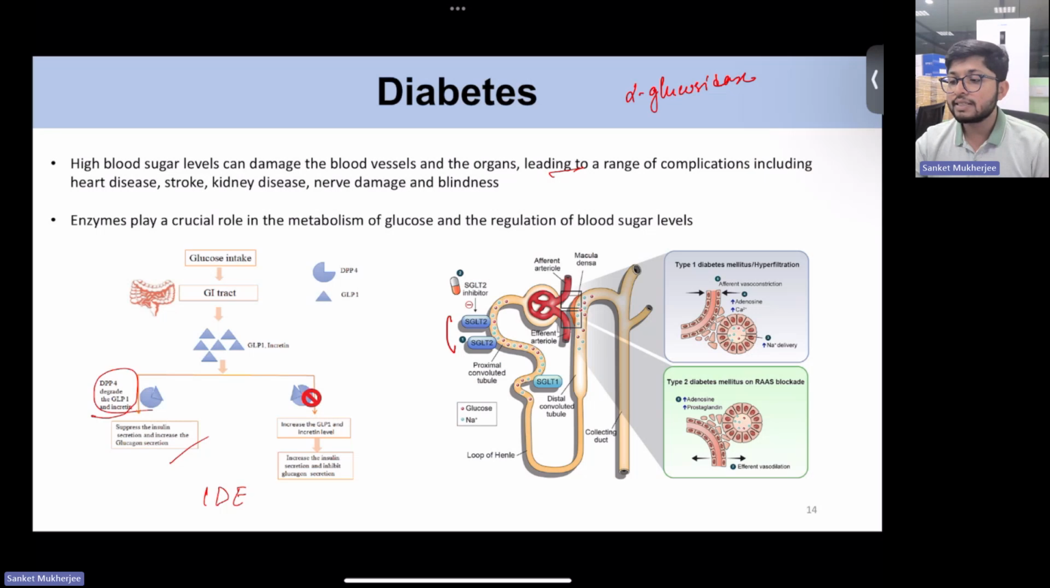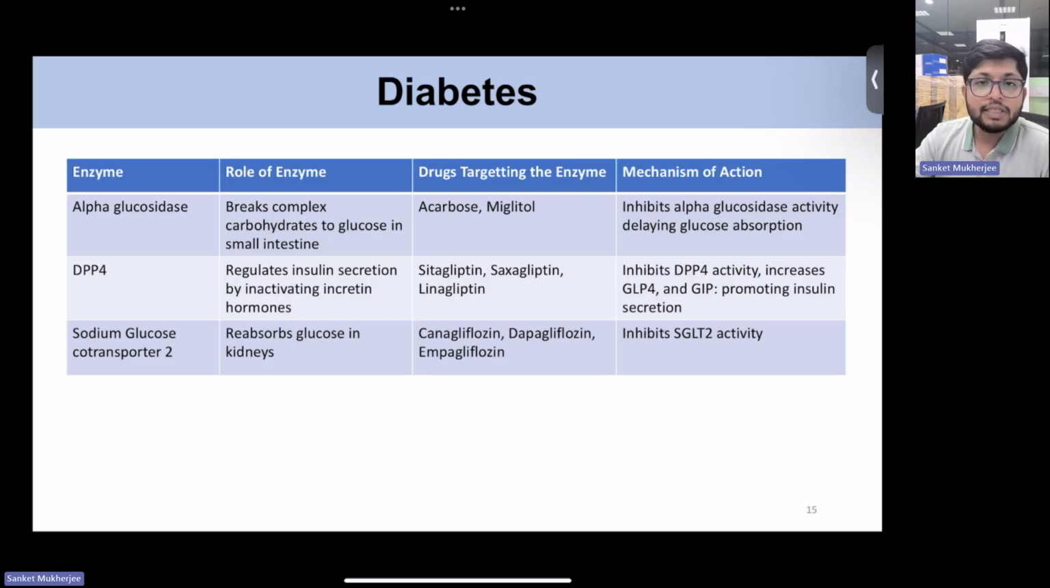And similarly, these enzymes can be targeted, as you can see in this table. Alpha glucosidase can be targeted using acarbose and miglitol, which inhibit alpha glucosidase activity. DPP4 can be inhibited using sitagliptin, saxagliptin or linagliptin drugs. They inhibit DPP4, increase GLP1 and GIP, and promote insulin secretion. Sodium glucose cotransporter can also be inhibited using canagliflozin and dapagliflozin drugs.